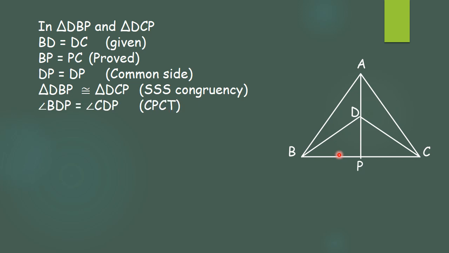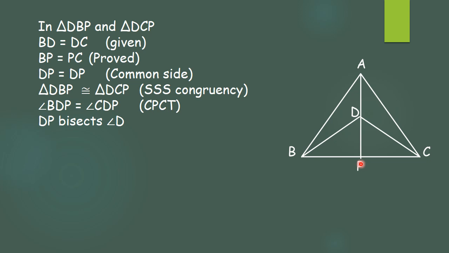And therefore angle BDP will be equal to angle CDP, by CPCT. As the angles are equal, we can say DP, same as AP, bisects angle D. So here we have written DP bisects angle D. That is the same as AP, so the third part has been proved.